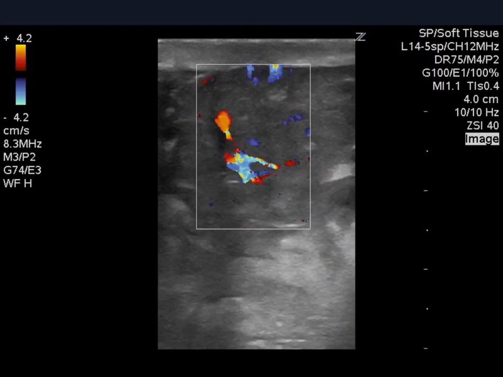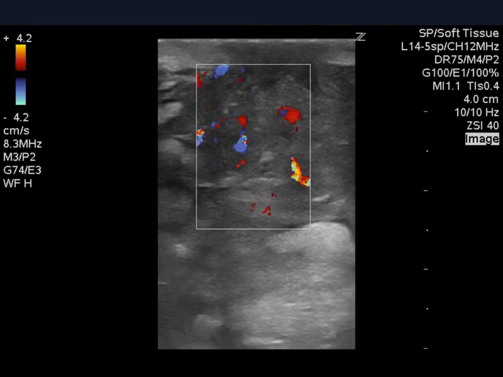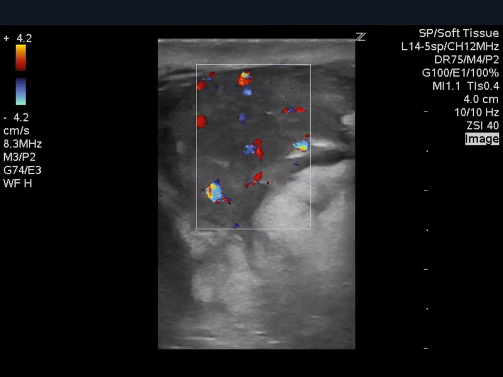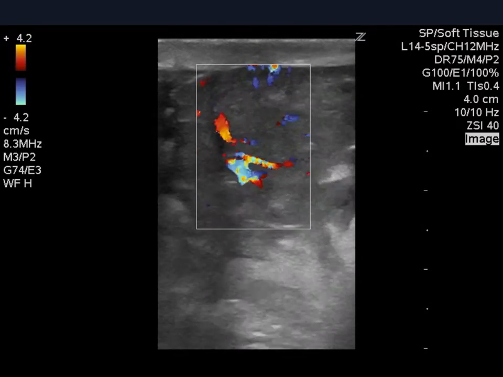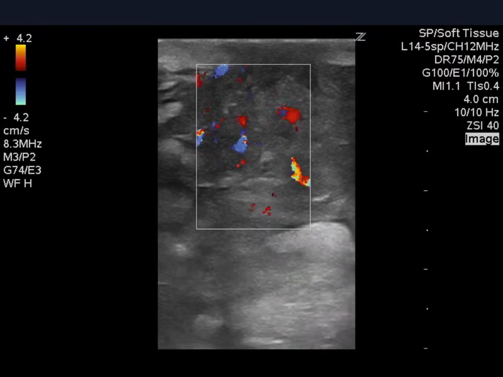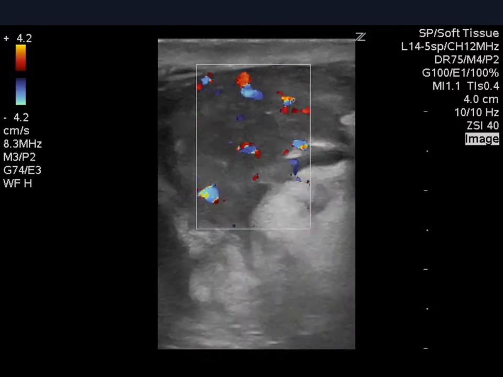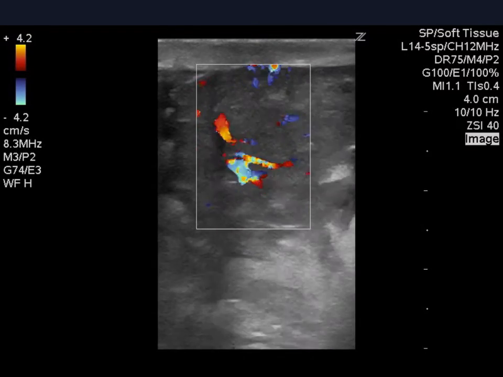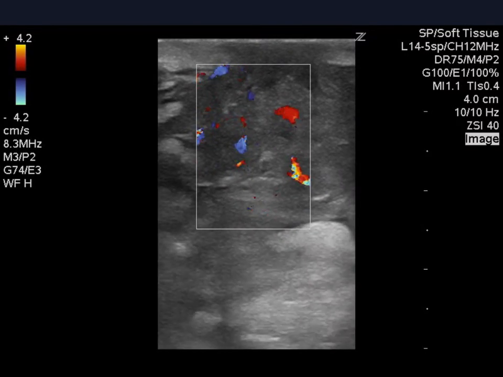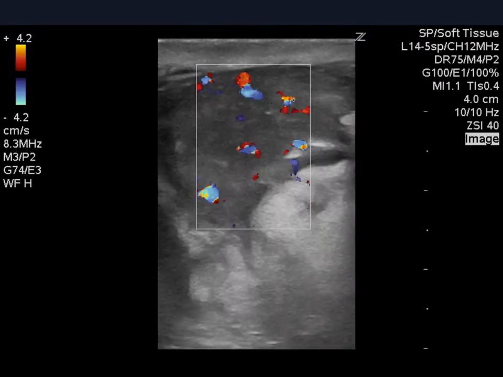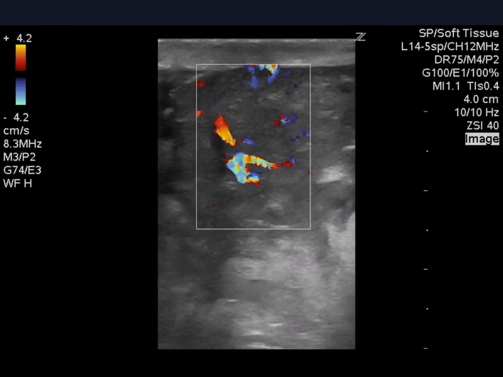And this is what we see when color is added. There is clearly organized blood flow within this tissue, directing us away from the diagnosis of an abscess. In this patient, he had an abscess to that buttock a year ago, which had healed by secondary intention. This is what his granulation tissue looks like.